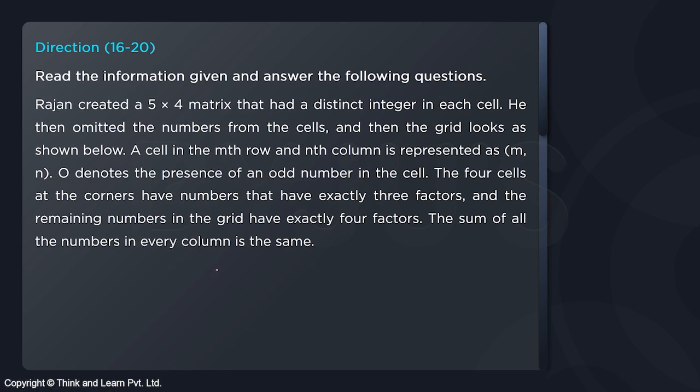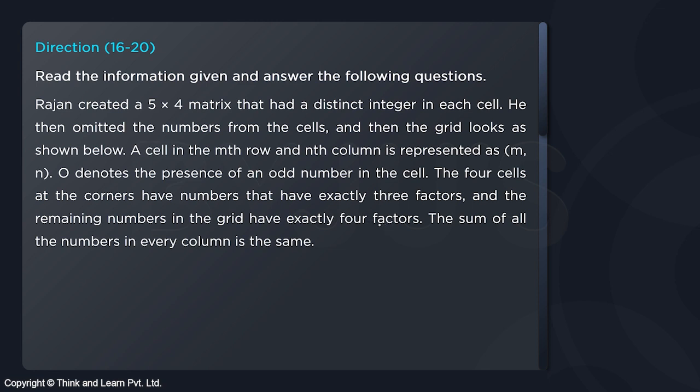So here he says Rajan created a 5 by 4 matrix that had a distinct integer in each cell. He then omitted the numbers from the cells, and then the grid looks as shown below. A cell in the mth row and nth column is represented as m n.